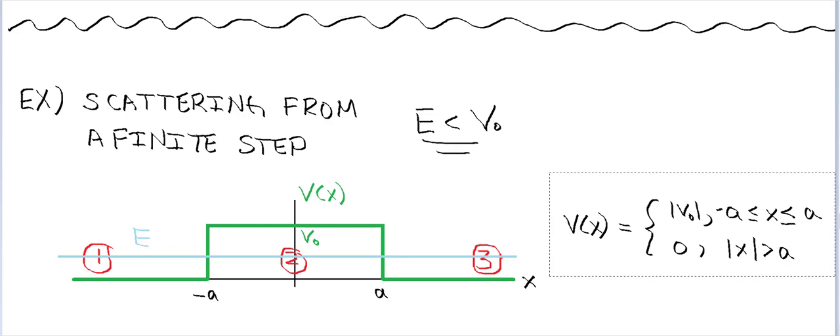Again, I have defined the potential to be 0 for x less than minus a, and 0 for x greater than x equals plus a, and this time I'm just going to let it be plus V naught between minus a and a. So commit this to memory, put it in your notes, and we'll proceed.